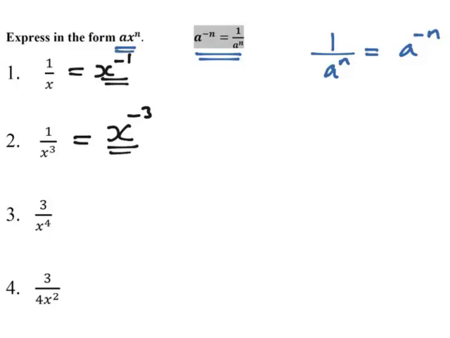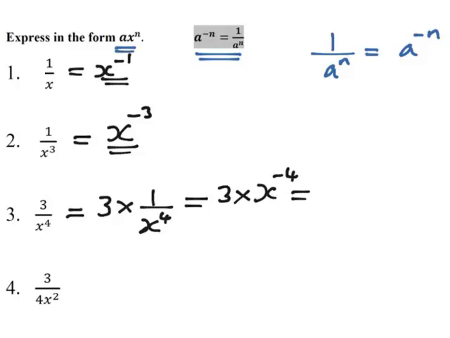The next one, we have a 3 in the numerator, so we need to think of this as 3 times 1 over x to the power of 4. And 1 over x to the power of 4, using the rule, is x to the negative 4. So the answer is 3x to the negative 4. Okay?